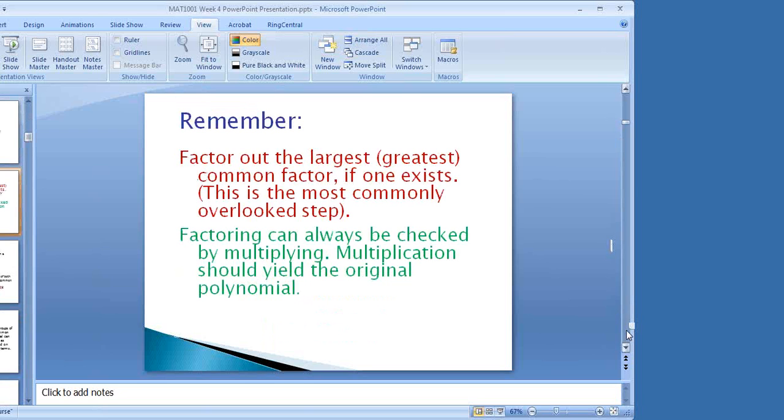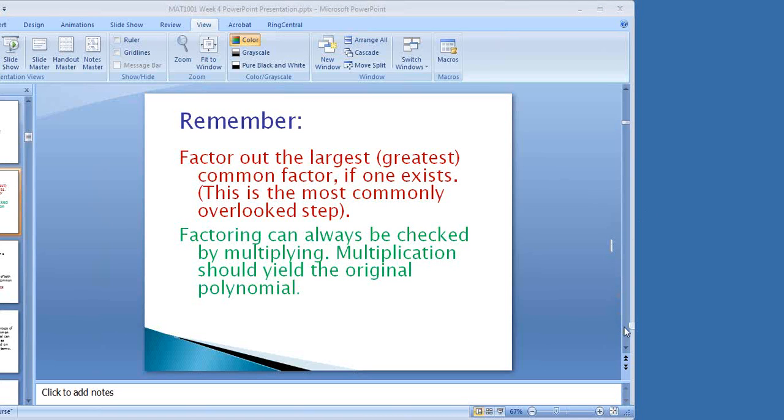So remember, the most important thing is to look for the greatest common factor, if there is one. 1 is always a common factor, but we're not talking about that. If there's not a common factor, you can move on and look at the next step. There will be something you can do if there is no greatest common factor, so I don't want you to be afraid of that. But looking for the greatest common factor is always the first thing to look for.